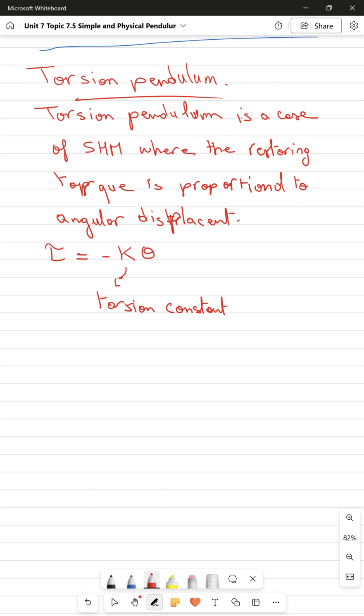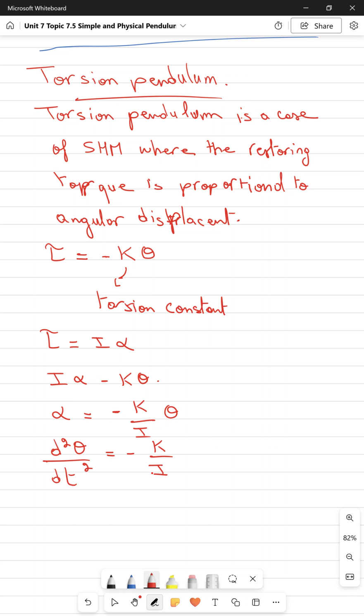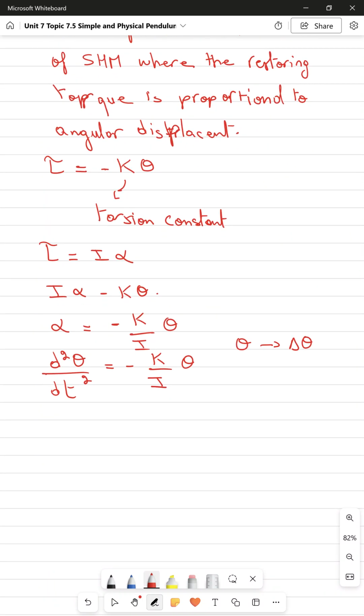Okay, and we already know that the torque is equal to I times alpha. So again, we can equate them. I alpha equals minus kappa multiplied by theta. So alpha equals minus kappa over I theta, and this one is d squared theta by dt squared equals minus kappa over I theta. Now, in many cases, instead of theta, they write it as the change in angle. Okay, keep that equation in your mind.